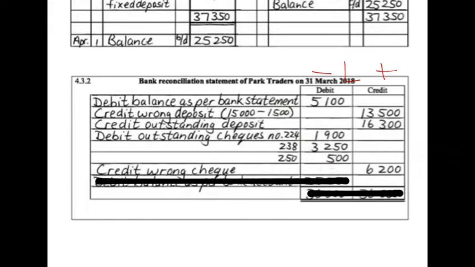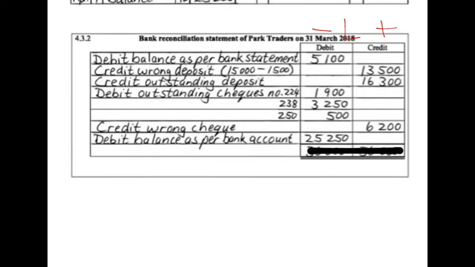So in the recon, debit balance as per bank account, 25,250. When I now close off my reconciliation statement, I add up my debits, it gives me 36,000. I add up my credits, it also gives me 36,000. Therefore, I know that my reconciliation process is in fact in balance and I've reconciled my bank to that of the bank's bank.